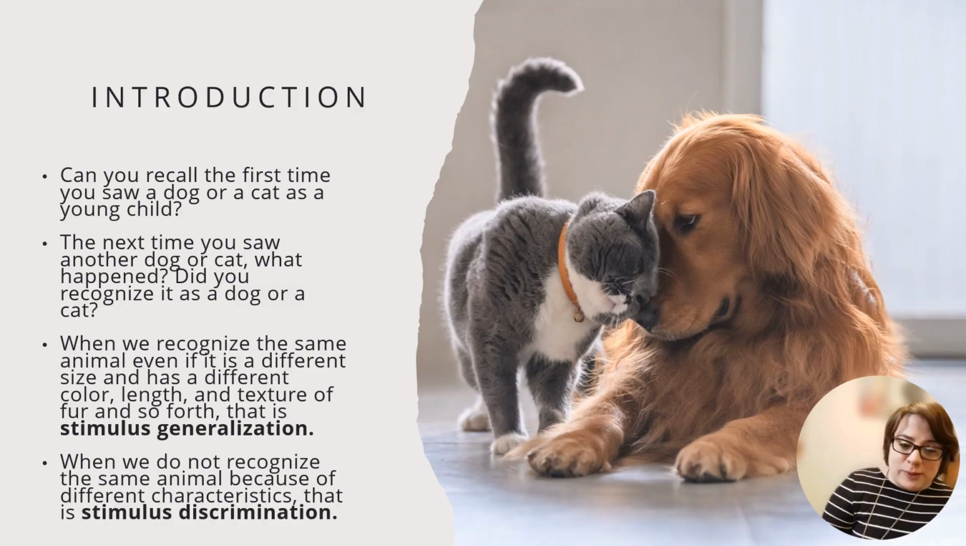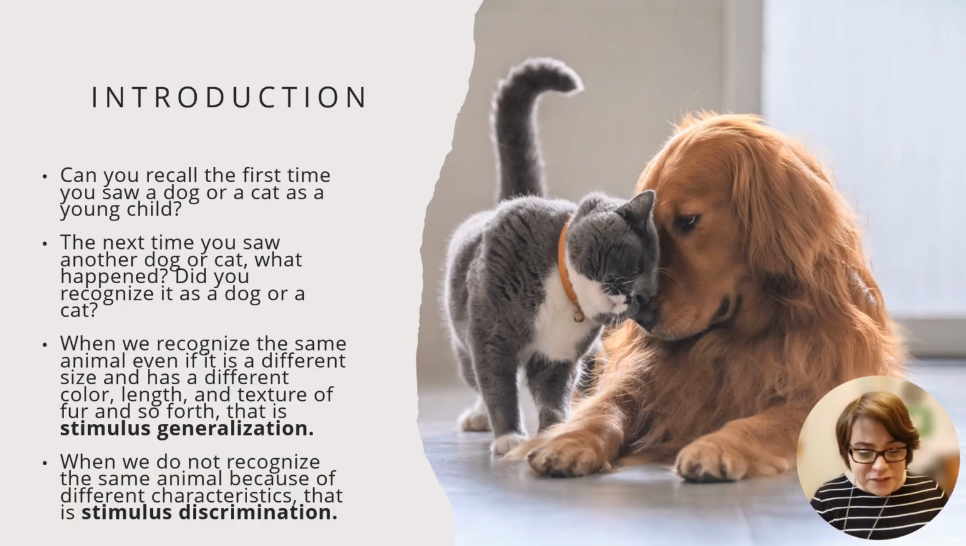So that's generally what we're talking about: when we recognize the same animal, even when it's a different size, has different colored fur, it's a different length, or maybe it has a different textured fur, that's stimulus generalization. So putting something into the same category, even though there might be subtle differences, versus stimulus discrimination when we do not recognize the same animal because of different characteristics, right? So we don't confuse a gray and white kitten with a gray and black raccoon.